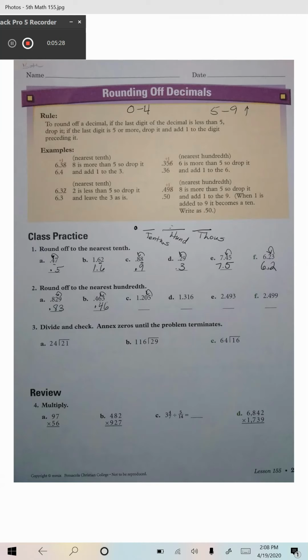What will that 5 do to that 0? Make it a 1. What will that 6 do to that 1? Make it a 2. What will the 3 do to that 9? Make it a 10, right? Which in turn changes the 4 to a 5. That's a little bit tricky.